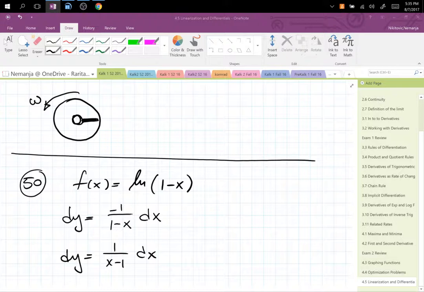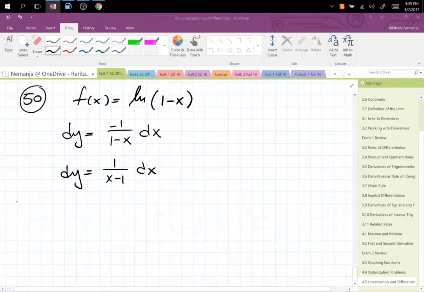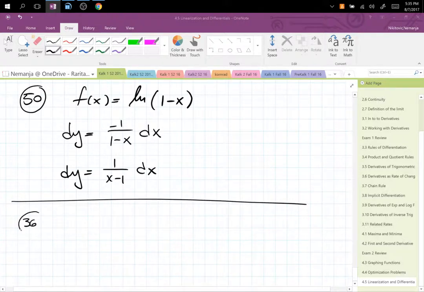But let's take a look at a word problem, number 36. It says approximate the change in the atmospheric pressure when the altitude increases from 2 kilometers to 2.01 kilometers. Why is this relevant? Airplane design, very good. Airplane design, rocket design, all of this stuff.